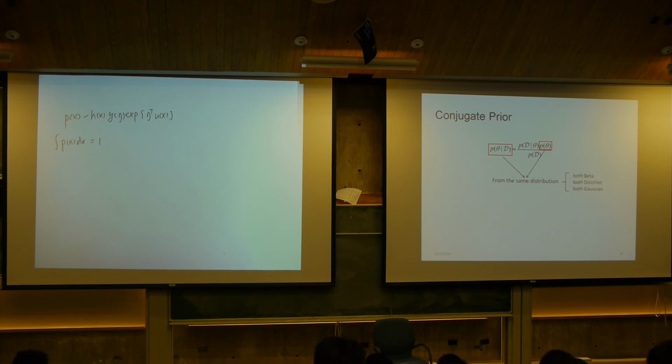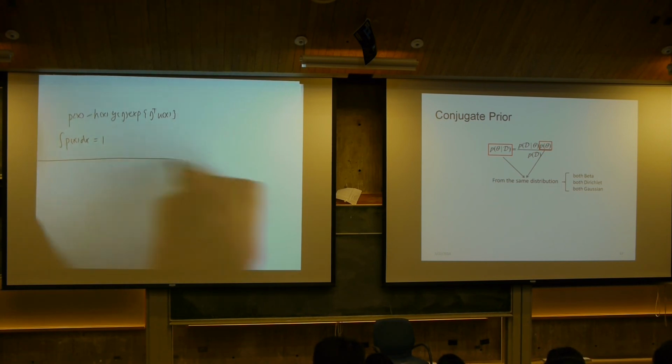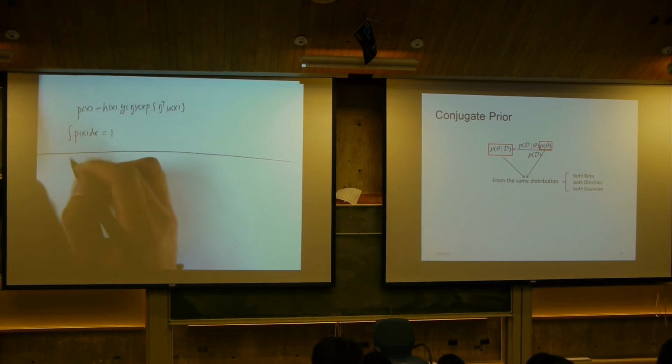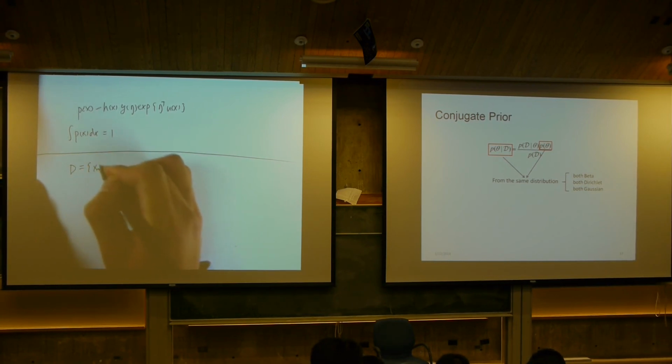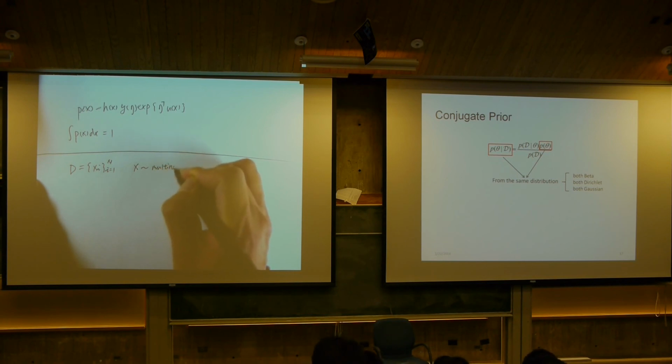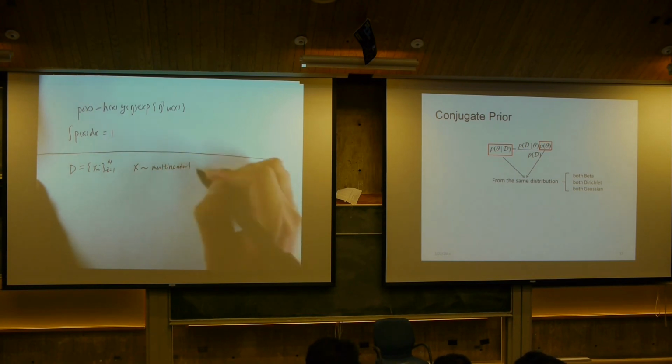For the conjugate pair, let's solve our example here. We have a data set D, which contains n examples. And each example is drawn from a multinomial distribution, parameterized by mu.